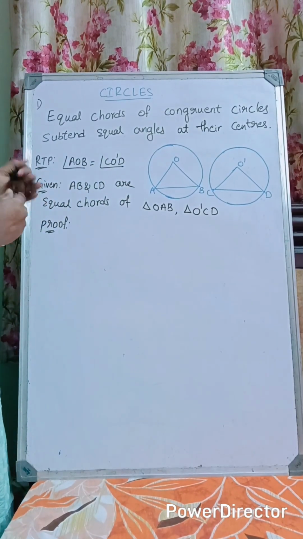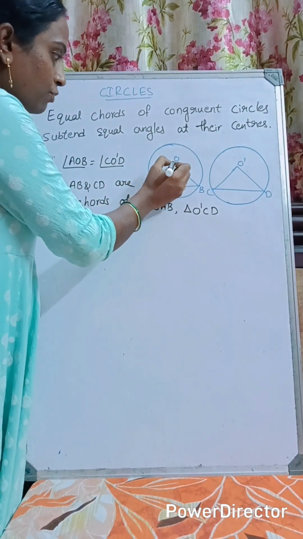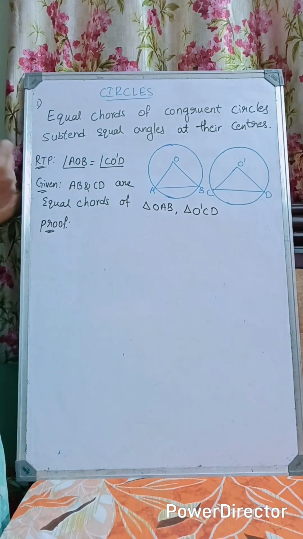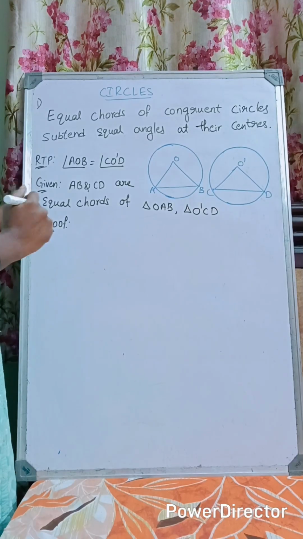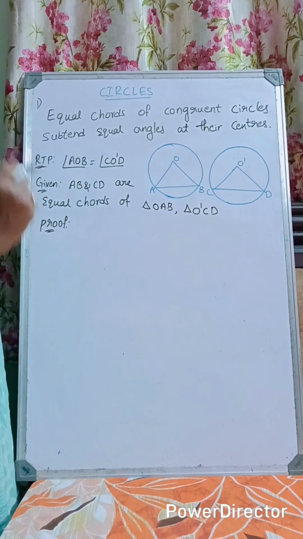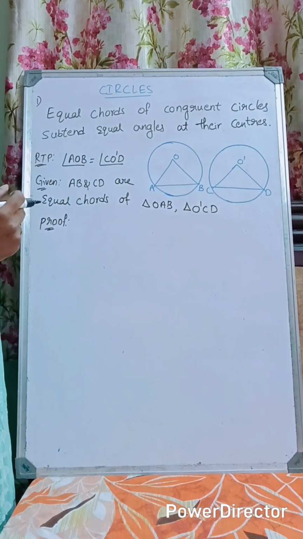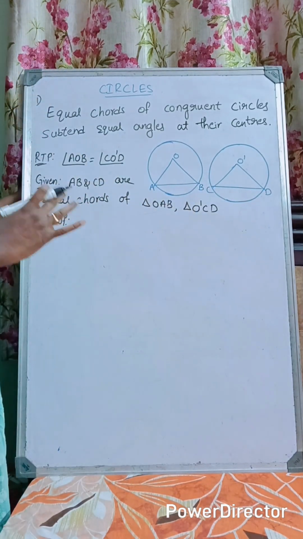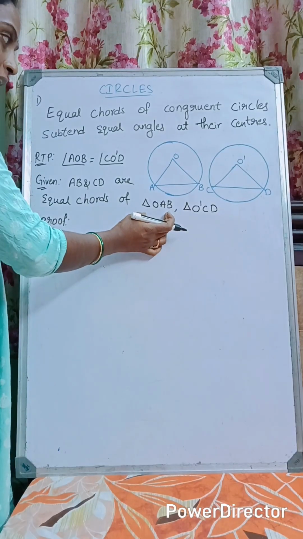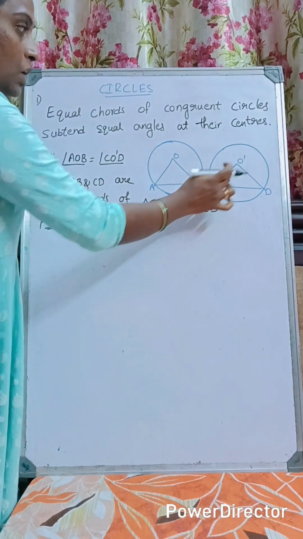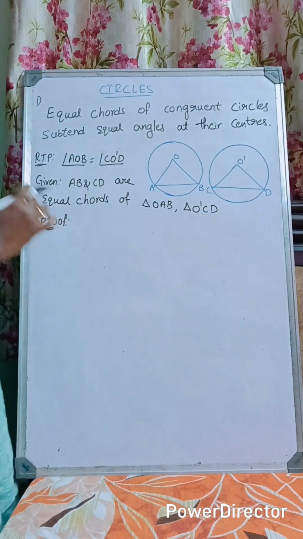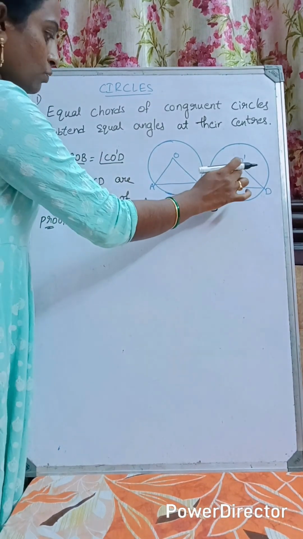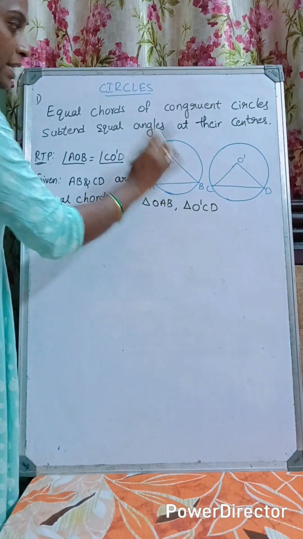What are the angles here at the center? Here, angle AOB and angle CO dash D are equal, which we have to prove. That is what is required to prove. As given, we have equal chords. What are the equal chords here? Joining any 2 points on a circle. So AB and CD are 2 equal chords of the given circles. Now we need to prove AOB is equal to CO dash D, equal angles at the centers.